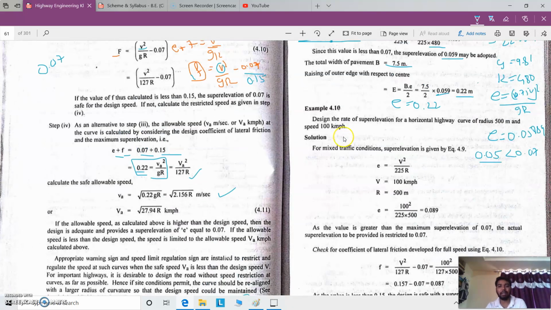Let us consider another problem. The more problems we solve on this super elevation, the more easily the concept can be understood, right? Design the super elevation for a horizontal highway curve of radius 500 meter and speed of 100 kmph, which is given here, so that radius R is... I will solve this problem using another ink.